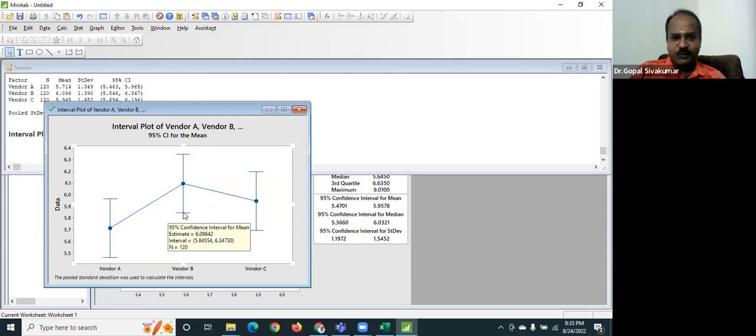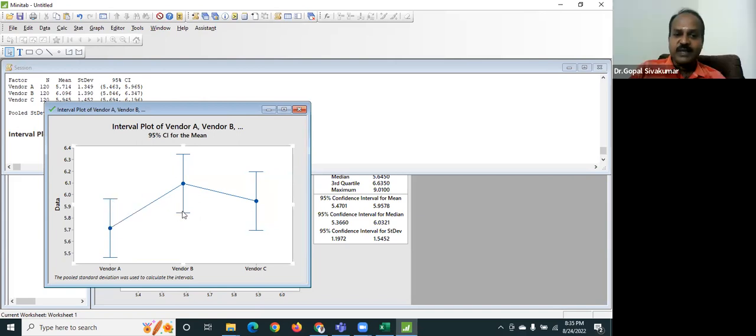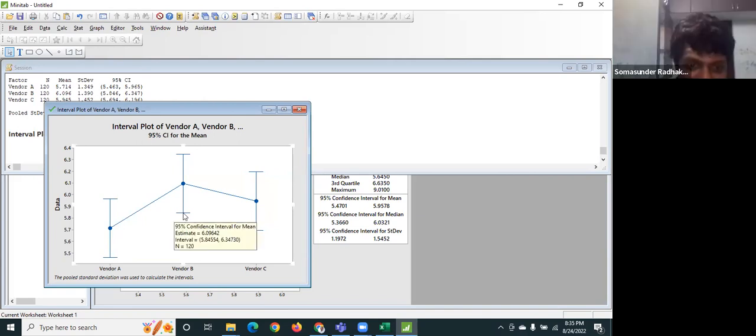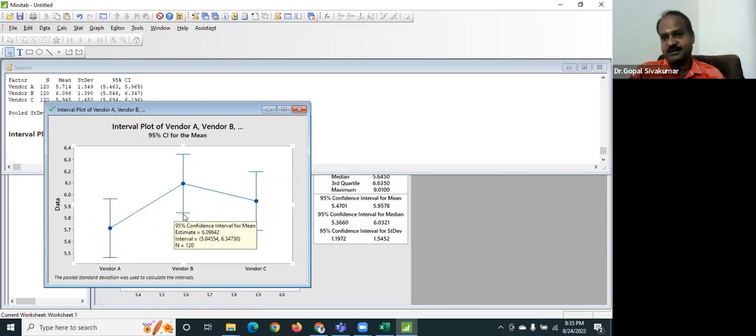At the same instant, B can be at 5.8. Do you understand? What is the value of B here? 5.8. What is the value of A here? 5.9. Now who is better, A or B? They are the same. The final overall conclusion is the same. But in this situation, when A is here and B is here, B seems to be better. So we want to avoid this kind of error happening.